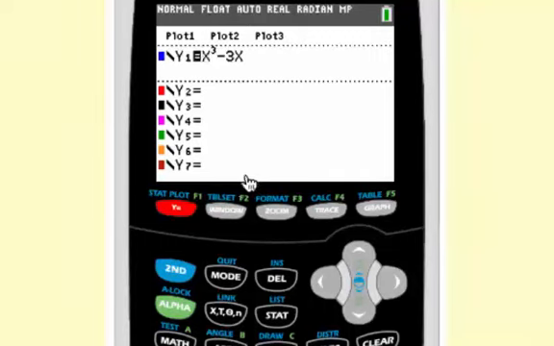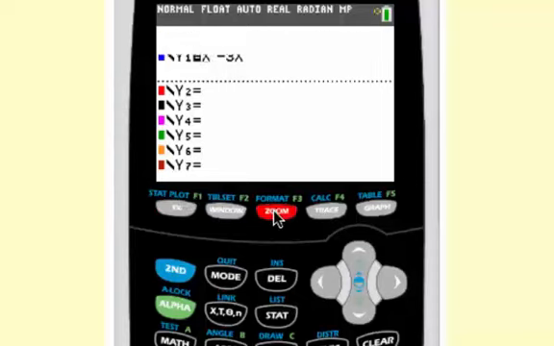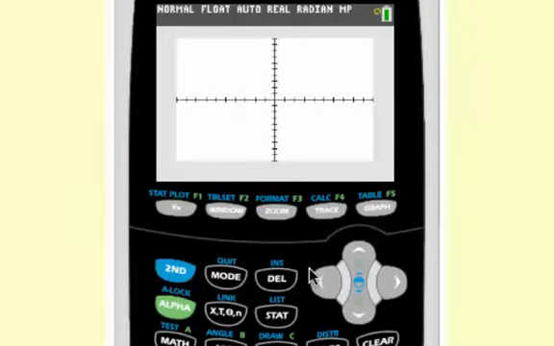So here you can see I entered in the function already, y1 equals x to the third minus 3x. Now we'll do zoom 6 for a standard window graph. And the function actually shows up pretty nicely right here, so we'll just leave that alone.